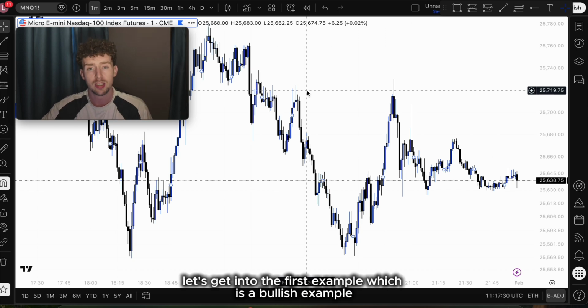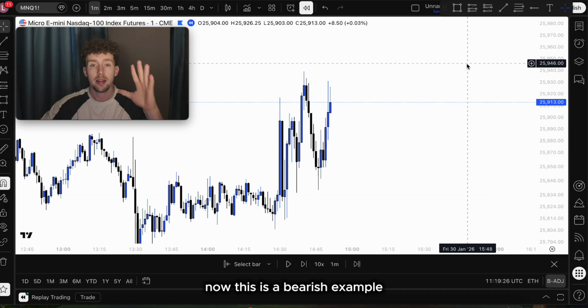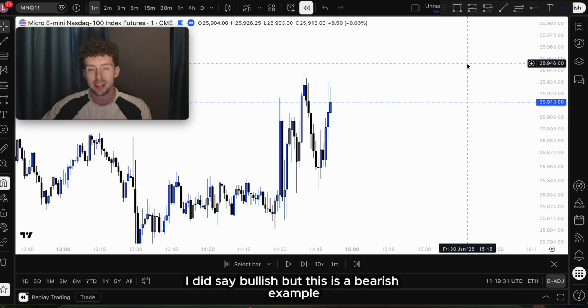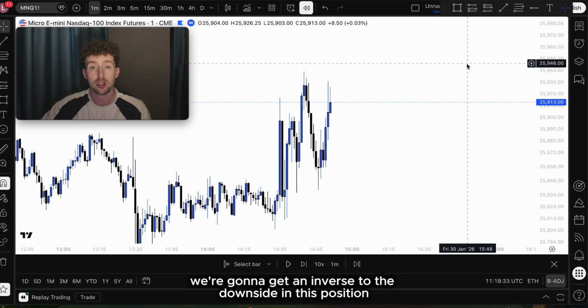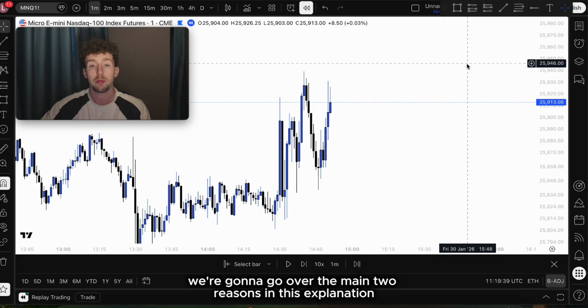Let's get into the first example, which is a bullish example. This is the example of the first trade. Now, this is a bearish example. I did say bullish, but this is a bearish example. We're going to get an inverse to the downside in this position, but this is a trade I would not like to take, and it's for two reasons. We're going to go over the main two reasons in this explanation.